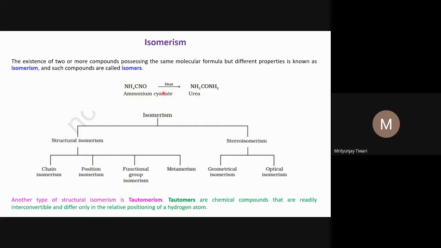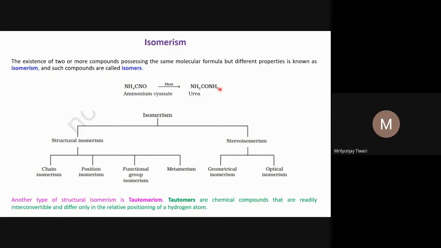Their bonding is different, and thus they are having different type of bonding, and so their properties will also be different. And such phenomena, as we know, the existence of two or more compounds possessing the same molecular formula but different properties is known as isomerism, and such compounds are called isomers. These are two isomers. Although these examples of isomers we see in plenty in organic compounds as well as in coordination compounds. The isomerism in coordination compounds we will see later in the chapter coordination compounds.